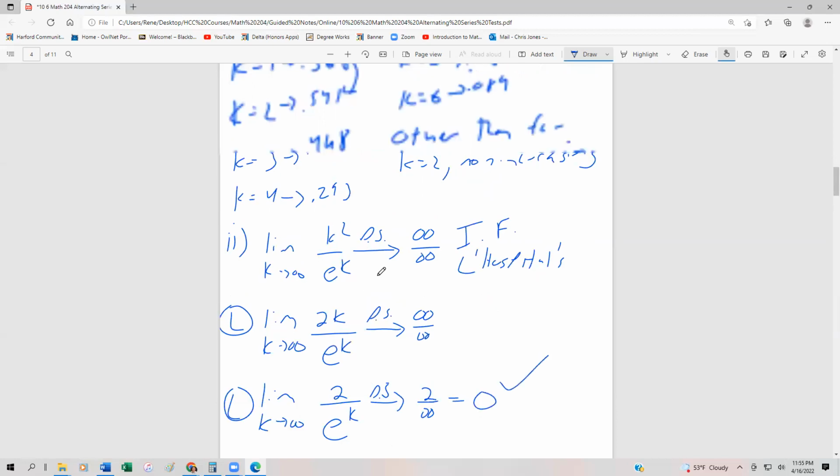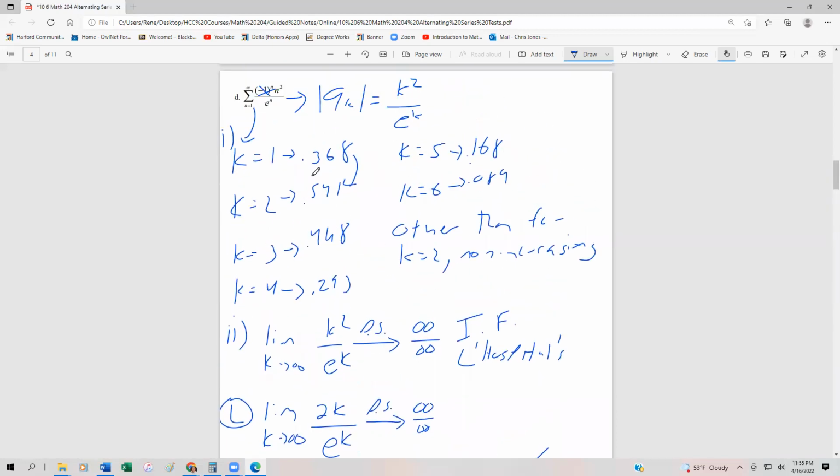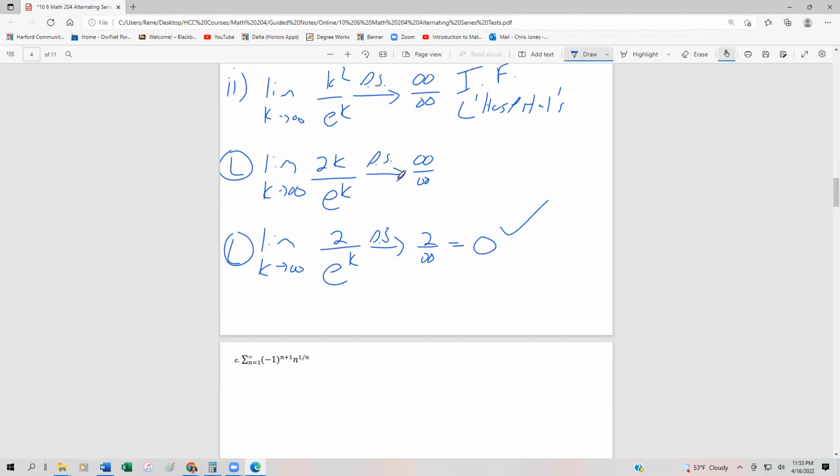All right, so it looks like it's going to hold up, except for this k equals 2, but that's okay. As long as it's only one value and the rest of them are decreasing, then ultimately it is going to be a convergent series. All right, so we can say by parts I and II, our series converges.